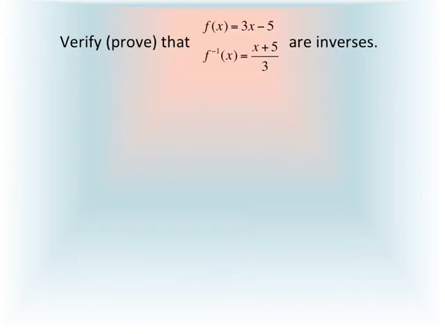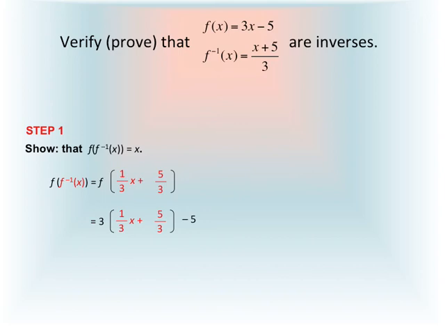If we would like to verify or prove that these two functions are indeed inverses, we must prove that the composition of each one with the other is equal to x. So we'll start with the function, and we'll find f of the inverse of f, and we're going to show that it's equal to x. When we set it up, the original function 3x minus 5 will have x removed, and the inverse 1/3 x plus 5/3 will be replaced there. When we distribute the 3, we get x plus 5 minus 5, which indeed is equal to x.